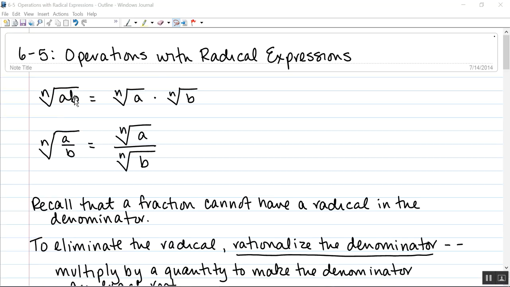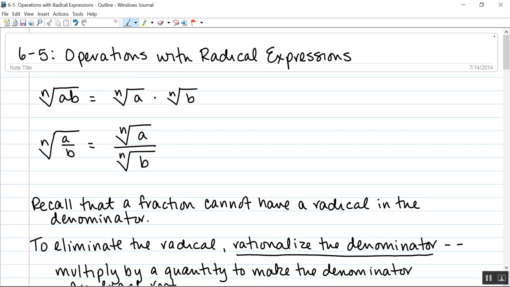The nth root of a times b is equal to the nth root of a times the nth root of b. In other words, if something's multiplied underneath the radical sign, you can pull it apart. Same thing with division. The nth root of a divided by b is equal to the nth root of a divided by the nth root of b.